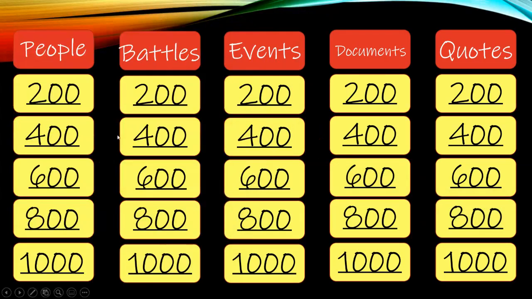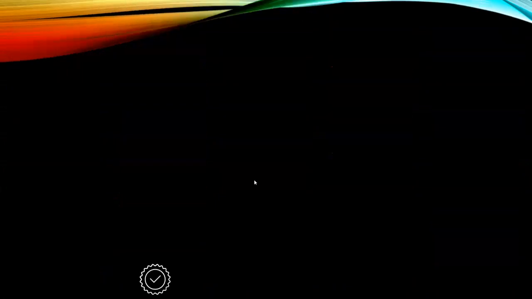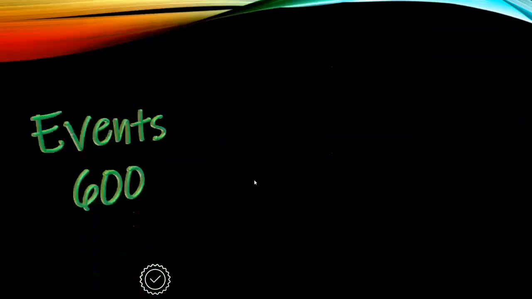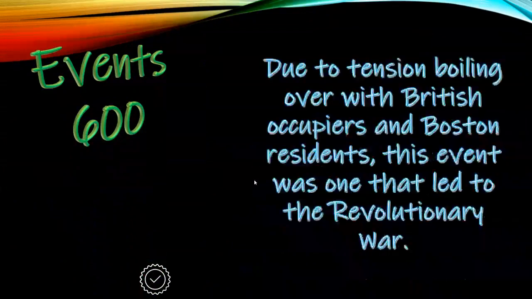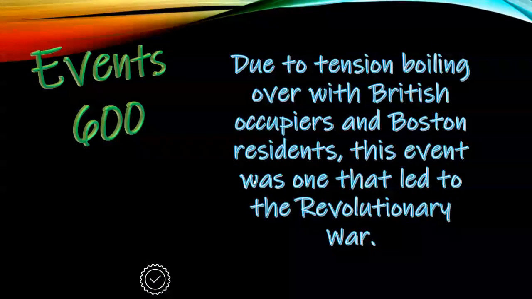So if students go through and the first team picks events for 600 points, you just click on the point value. It comes up with the question: due to tension boiling over with British occupiers and Boston residents, this event was one that led to the Revolutionary War. A timer will start. They will have 30 seconds to answer.